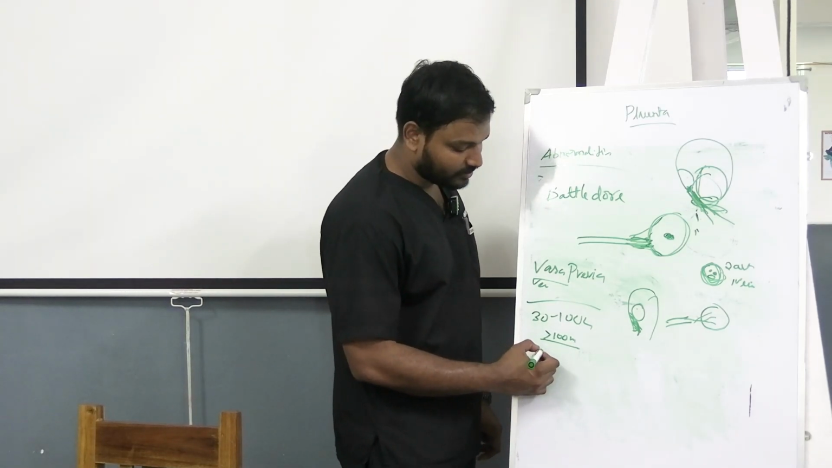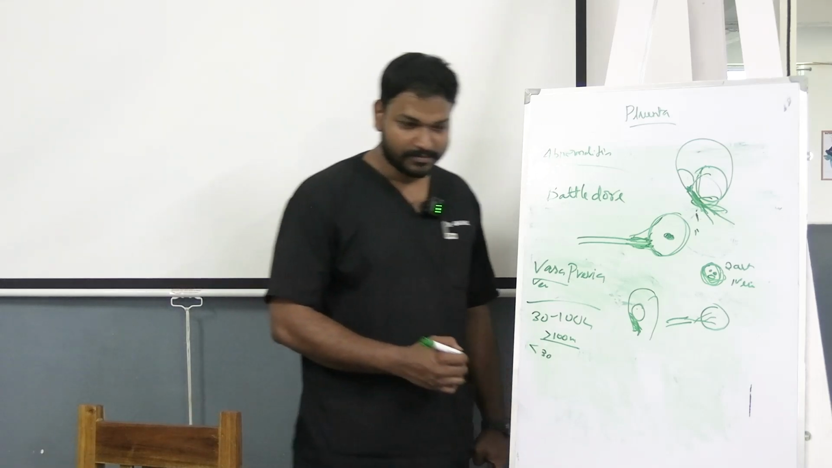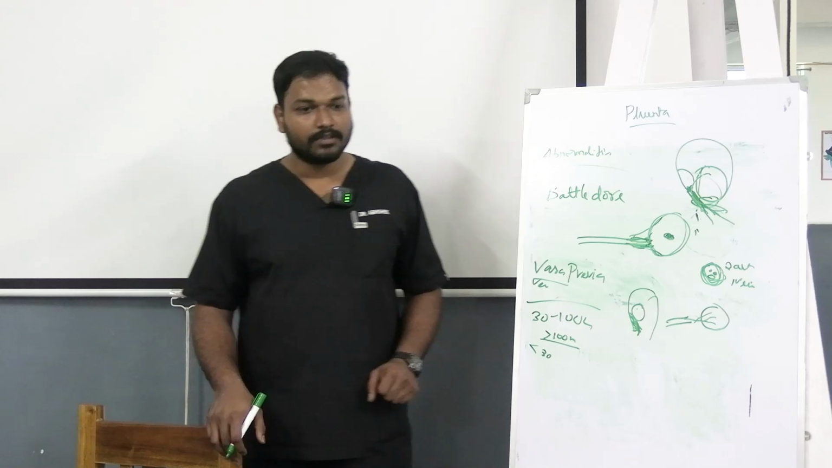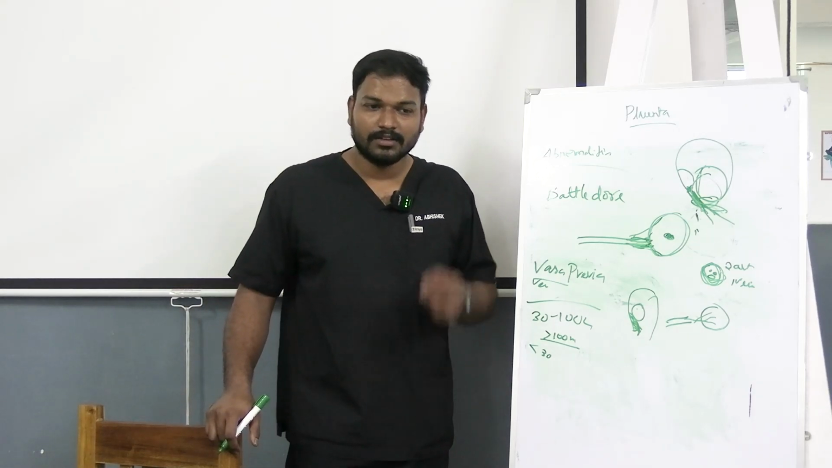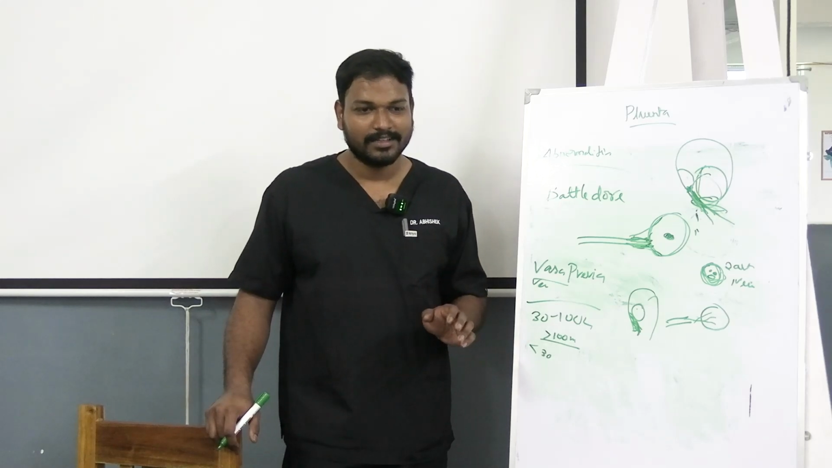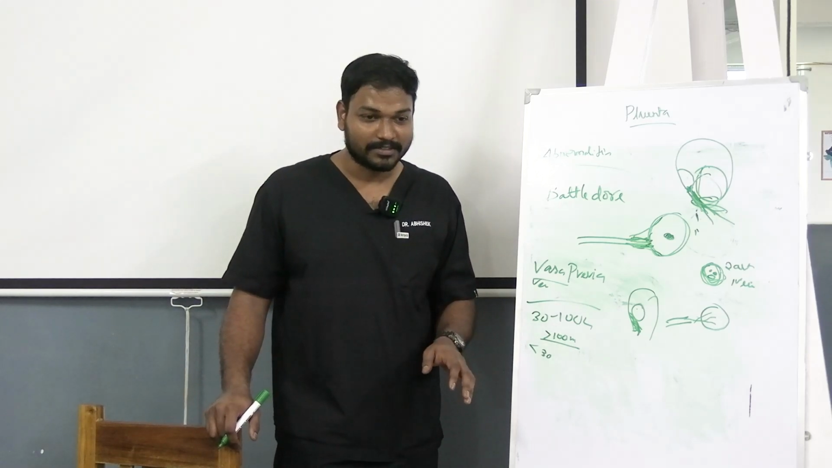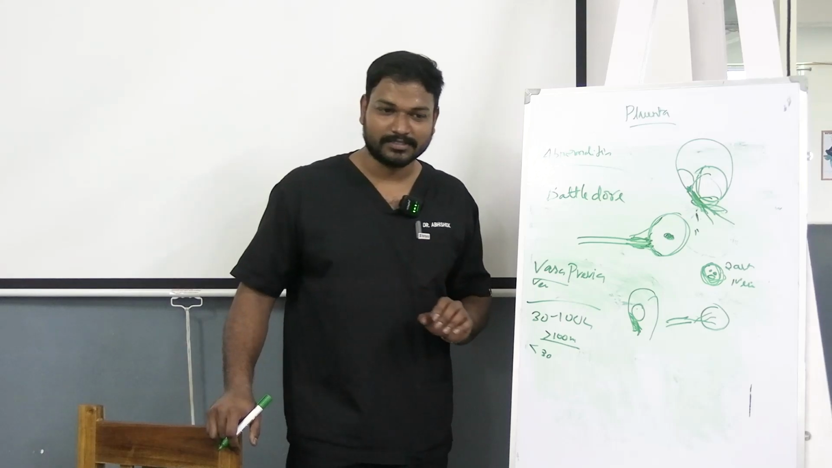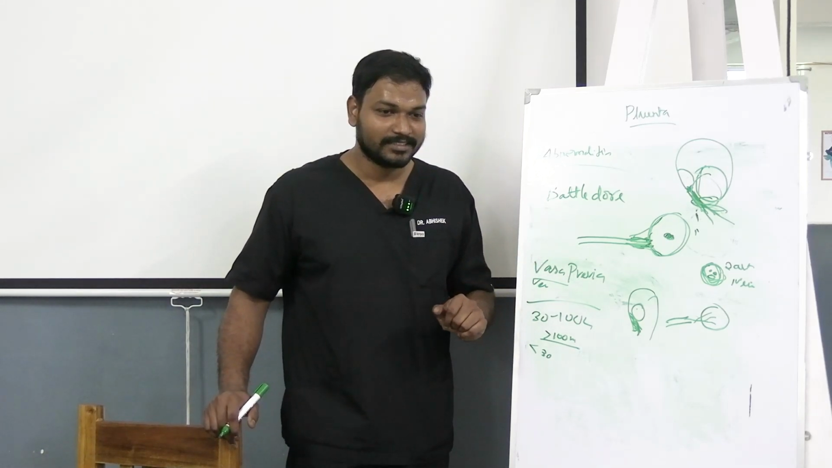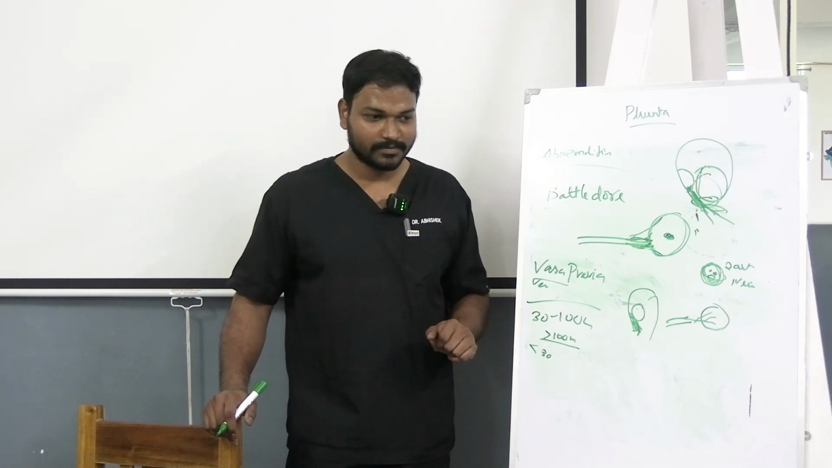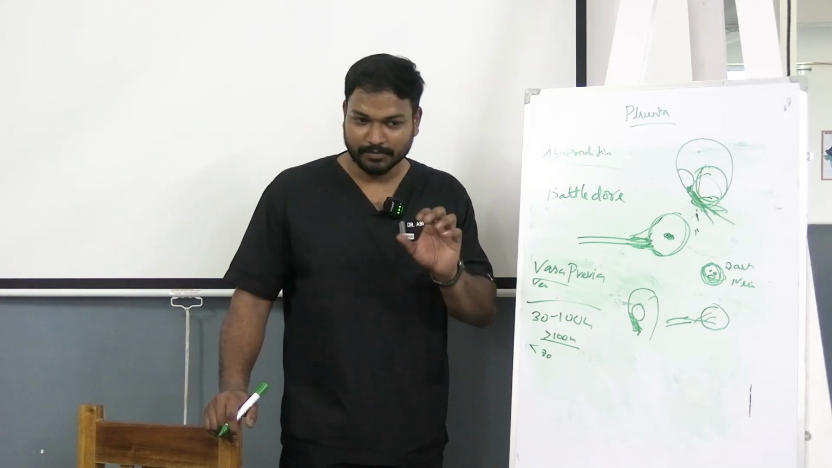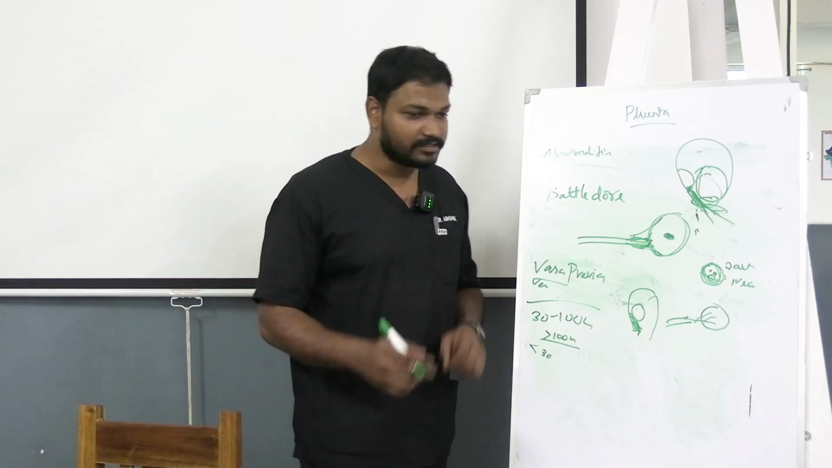Okay, if the umbilical cord is short, less than 30 centimeters, what can happen? The fetus has very little space, it can't sing, dance and all. Whenever the fetus moves inside the uterus and the cord is short, there is a chance of cord avulsion.